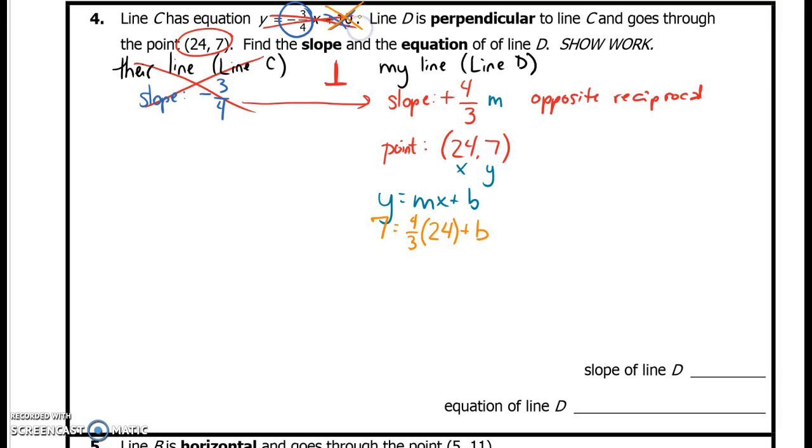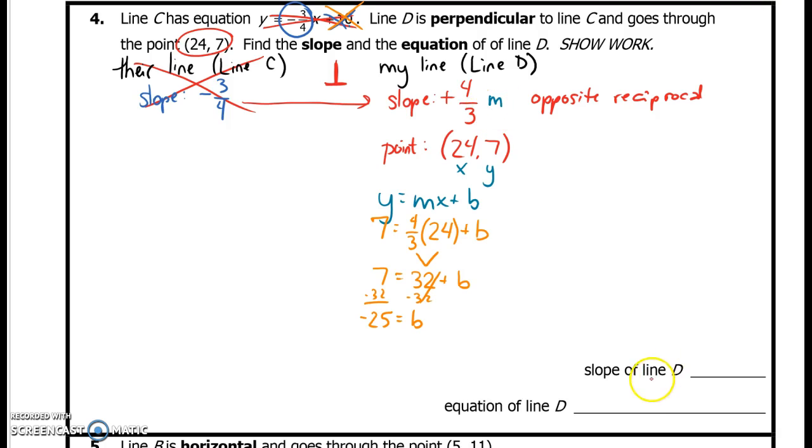It might be the same as theirs, but almost certainly isn't. So here again, we're in a situation where we know everything except the y-intercept, so we're ready to multiply. 4/3 times 24 gives me a 32. So 7 equals 32 plus the missing piece. Subtraction gets me a -25 for b. And then we have everything we need to answer the question.